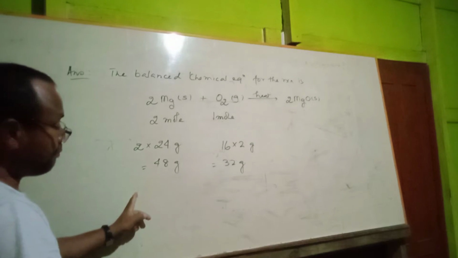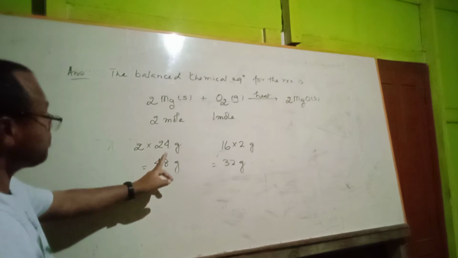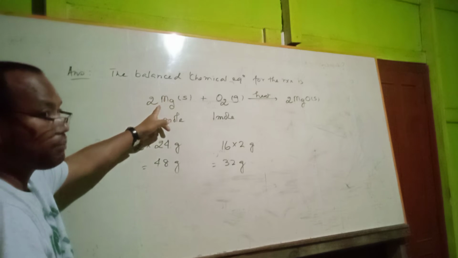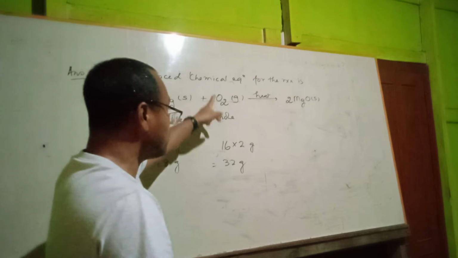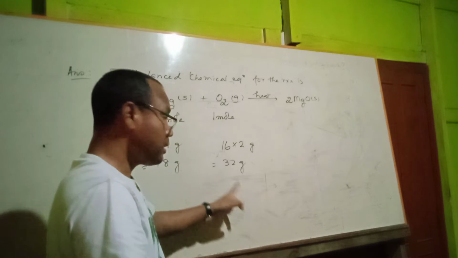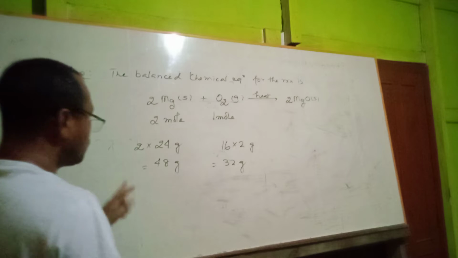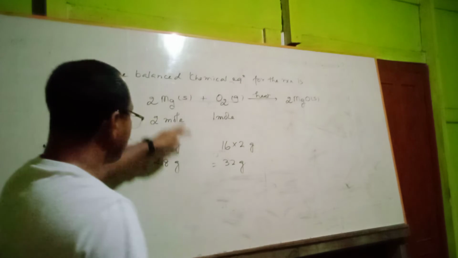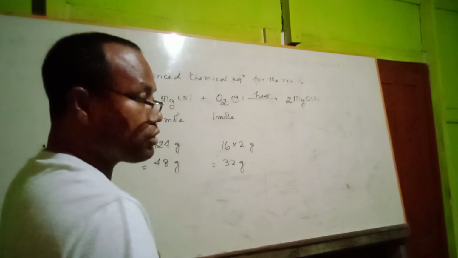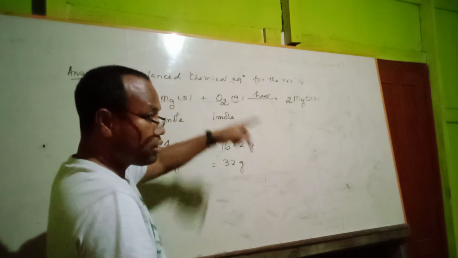Now we can compare here. If you take 48 gram of magnesium, how many grams of oxygen are required to form magnesium oxide? 32 gram, right? Understand? Now, how much magnesium is given here? Oh, sorry. How much oxygen is given here?